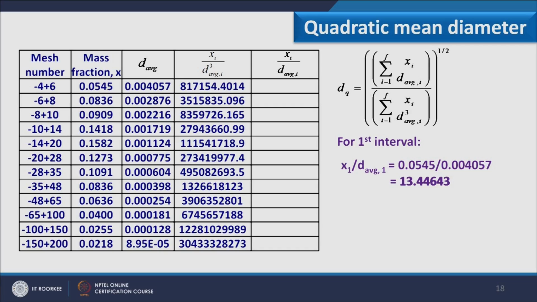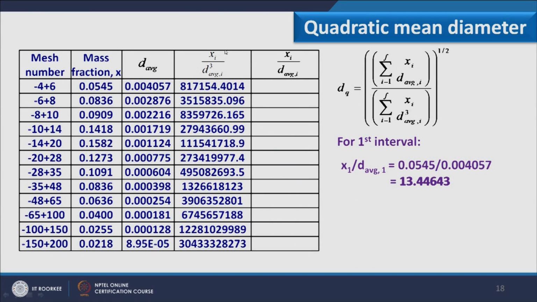In continuation to this, we can calculate the quadratic mean diameter, which we also call the surface mean diameter. So, that is dq, and the expression goes as summation i equals 1 to f of xi by d average i, divided by summation i equals 1 to f of xi over d average i cube, and the whole is to the power 1 over 2. So, this is the expression. In the previous slide, for computation of the number of particles, we have already calculated xi over d average i cube, which we have shown in this column.